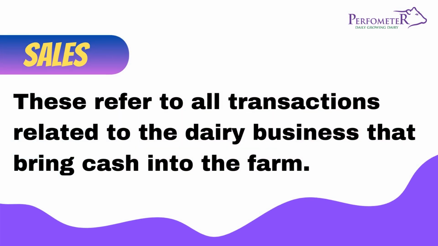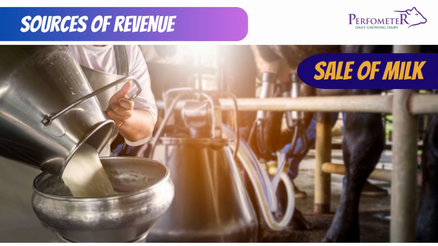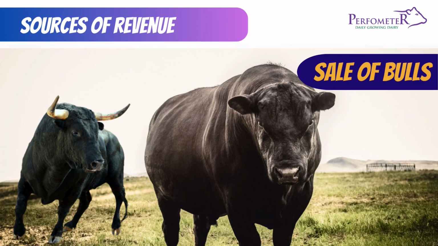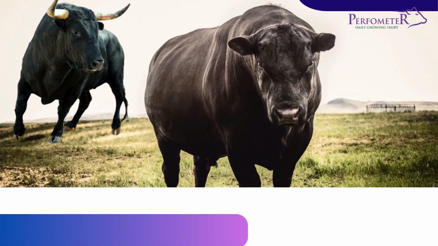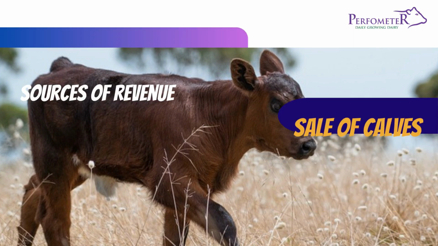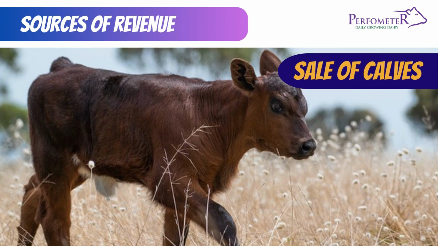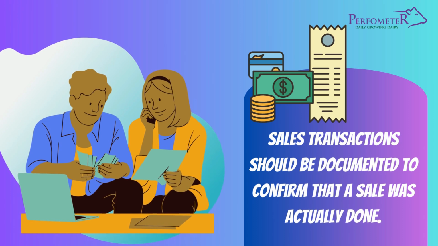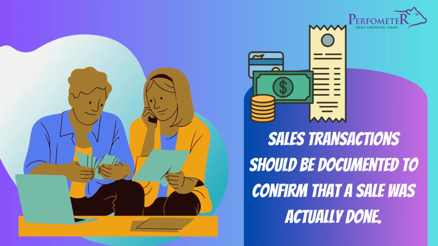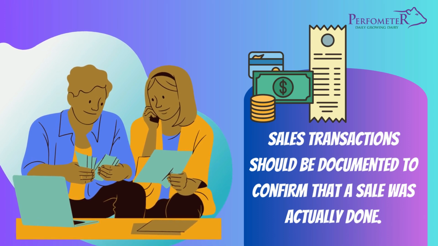Sales refer to all transactions related to the dairy business that bring cash into the farm. Sources of revenue include sale of items such as milk, bulls, heifers, calves, and others. Sales transactions should be documented to confirm that a sale was actually done.